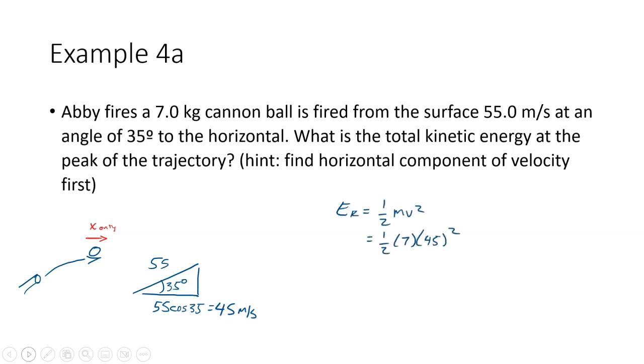Okay, so if we take 1/2 mv squared, the velocity is 45, which means it is 7,087.5 joules. Because the horizontal component is not changing, it's going to remain the same, assuming no air resistance. Right, so we'll call that 7.09 times 10 to the 3 joules.